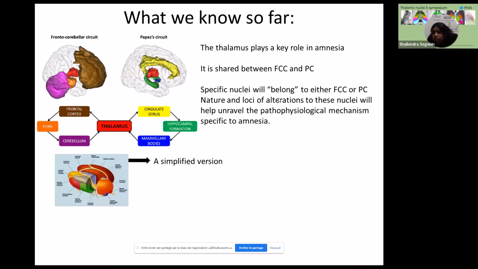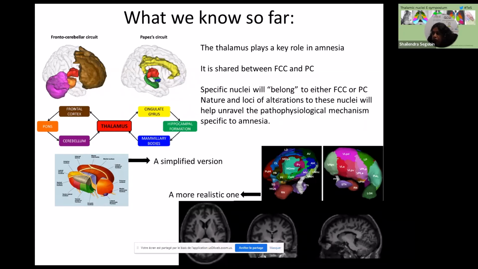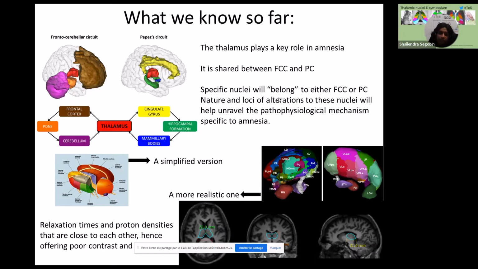Well, a typical image that you see most of the time of the thalamus looks like this, but this is a very simplified version. A more realistic one would be something like this, where you have something like 50 nuclei packed in an ovoid structure that spans cross-sectional areas that don't exceed 20 to 30 millimeters in each perspective view. As a result of that, relaxation times and proton densities on MRI measurements are very close to each other. The nuclei appear blurred, offer poor contrast, and even poor signal-to-noise ratio.